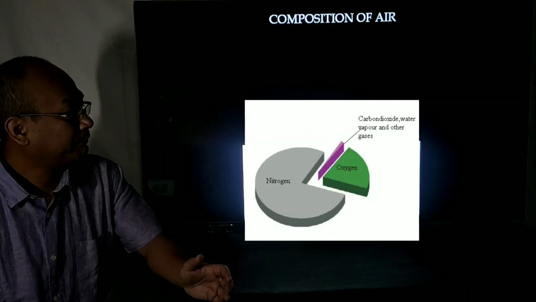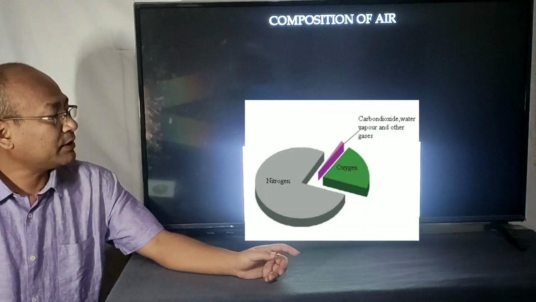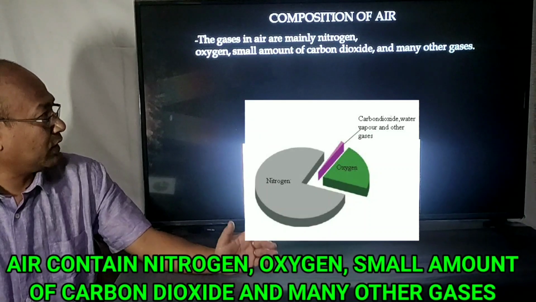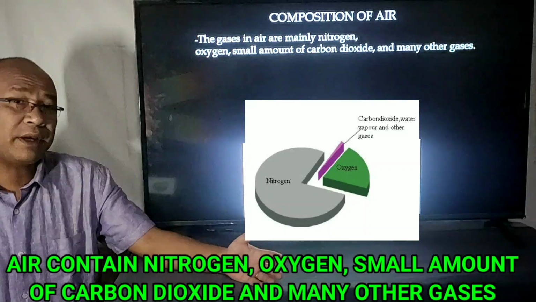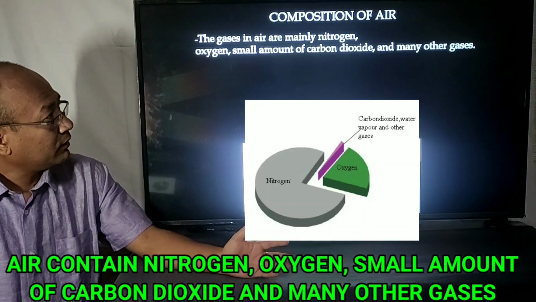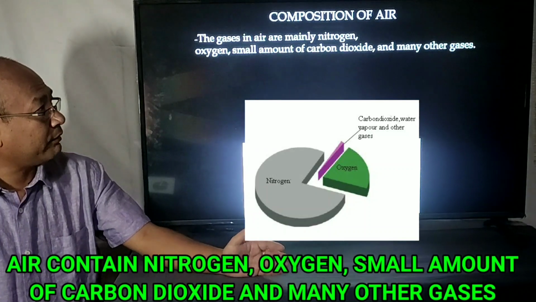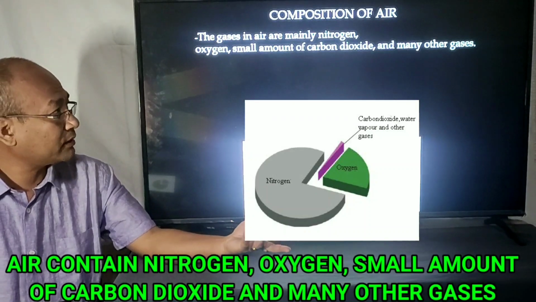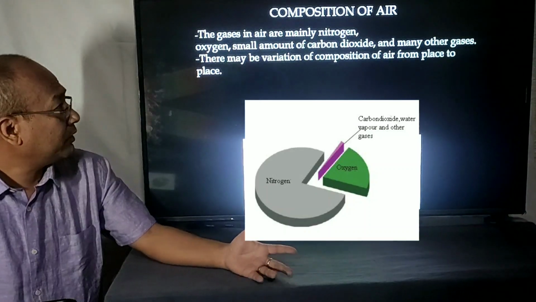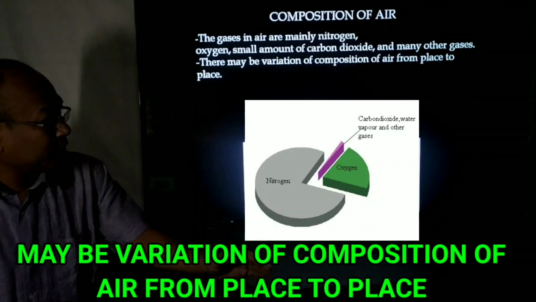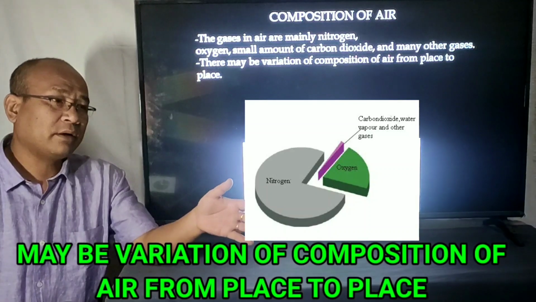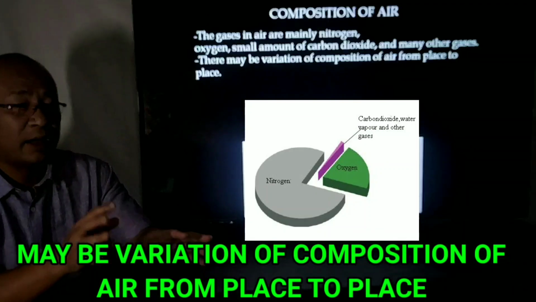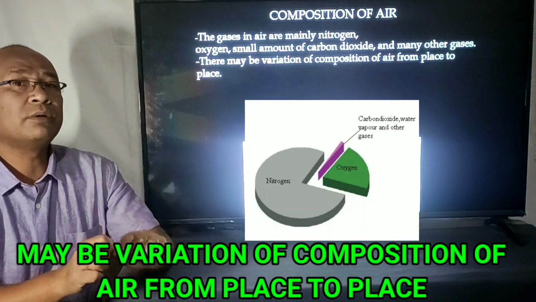Composition of air. This is also a very important part of the chapter. Now see here, the gases in air are mainly nitrogen, oxygen, a small amount of carbon dioxide and many other gases. Even dust particles are there. There may be variation in the composition of air from place to place. The proportion of nitrogen, oxygen and other gases in the air differs from place to place.